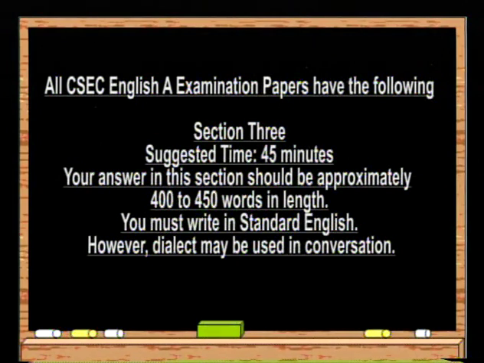All CSEC English A examination papers have the following. Section 3, suggested time, 45 minutes. Your answer in this section should be approximately 400 to 450 words in length. You must write in standard English. However, dialect may be used in conversation.